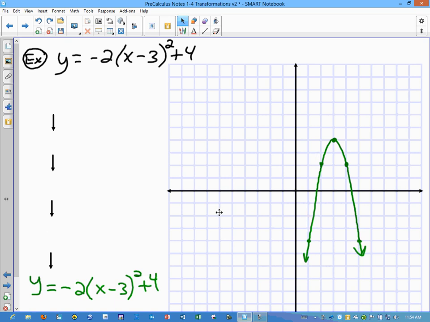Alright, with transformations, it's going to be much easier if you think of these graphs all as being the same parent function, and then just realize that there are little adjustments or transformations from that parent function. Then it'll be much easier to graph these. And we're done.